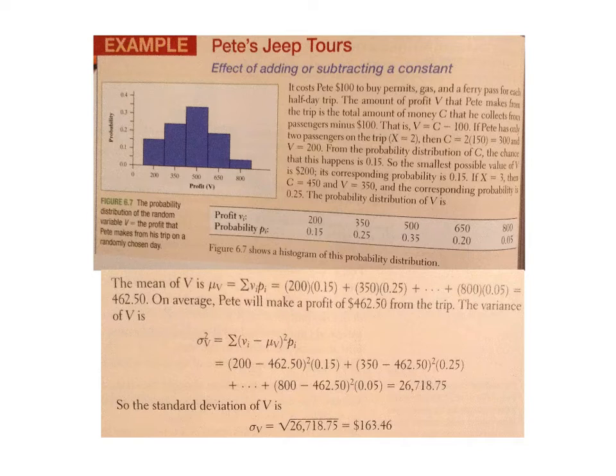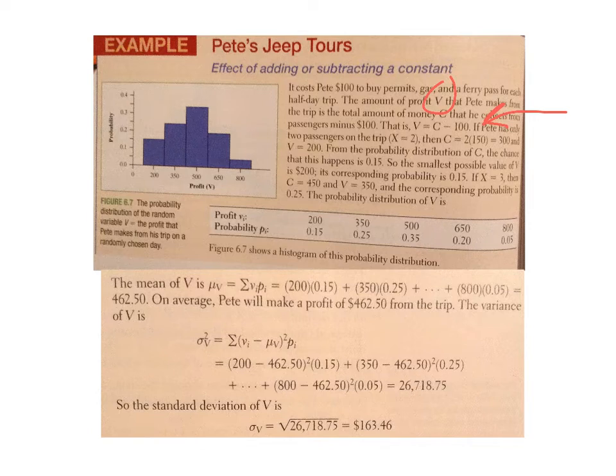It says here that it costs Pete $100 to buy permits, gas, and a ferry pass for each half-day trip. So the profit V that Pete makes from the trip is the total money he collects from his passengers minus $100. So V is equal to C minus 100. If Pete has only 2 passengers on the trip and X equals 2, then C equals 2 times 150, or $300, and V equals 300 minus 100, which is $200. From the probability distribution of C, the chance that this happens is 0.15, so we can use that as the probability that V equals 200.